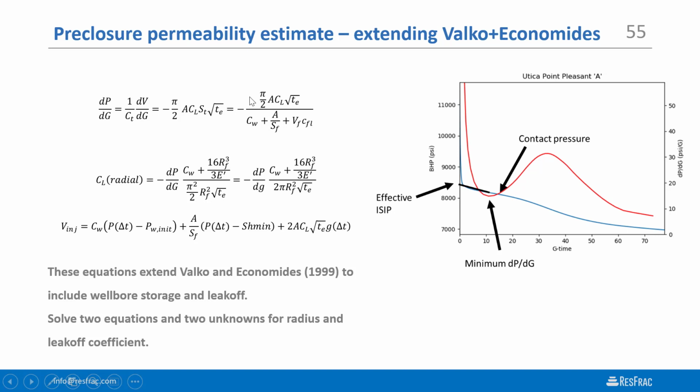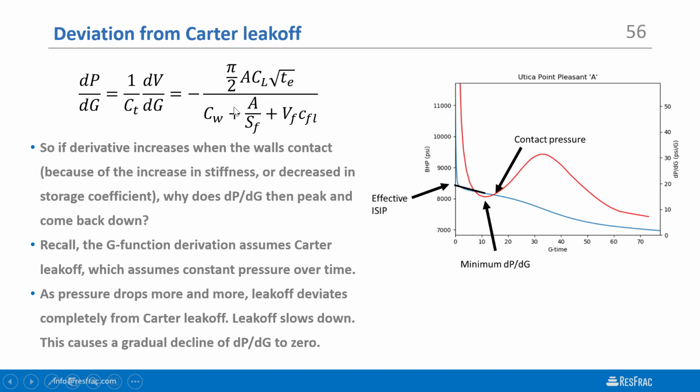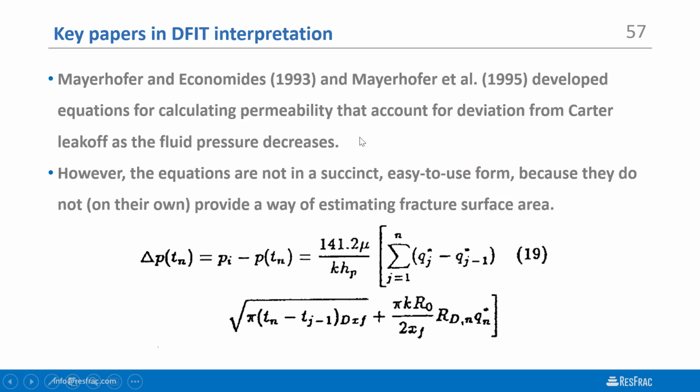So this is a method that we developed, extending Valko and Economides to include these new effects. Basically based on this chain rule decomposition and then plugging in the derivations of storage coefficient and leak-off volume from Nolte's derivations, and then combining with a mass balance equation. Of course, once the fracture walls come into contact, the contacting of the fracture walls impacts the stiffness term here. So this is an equation that's valid specifically prior to the contacting of the fracture walls. So dP/dG, we pick that here from the minimum. This is prior to closure. And if we take that point prior to closure, then this equation is valid.